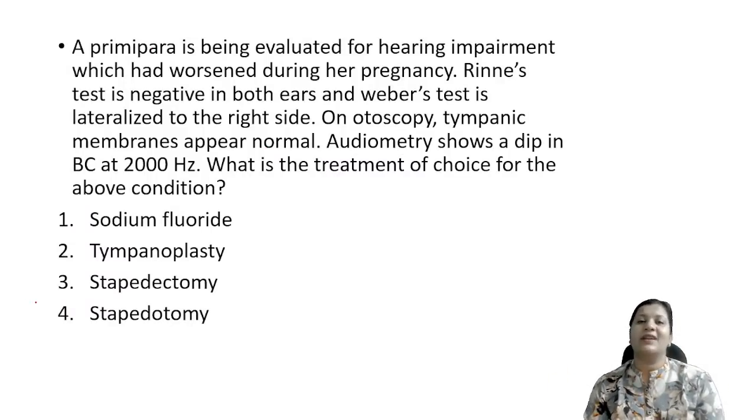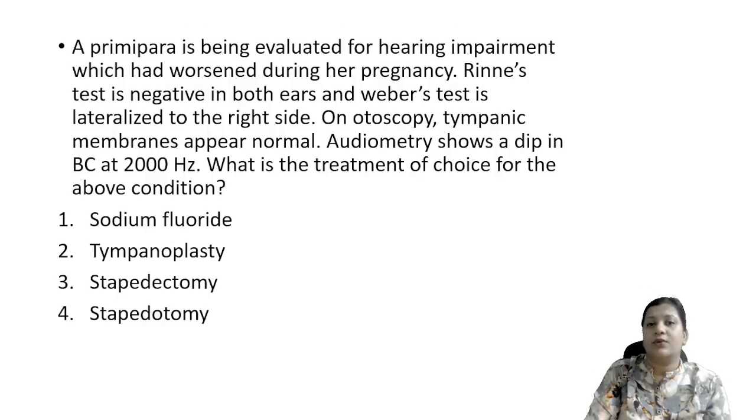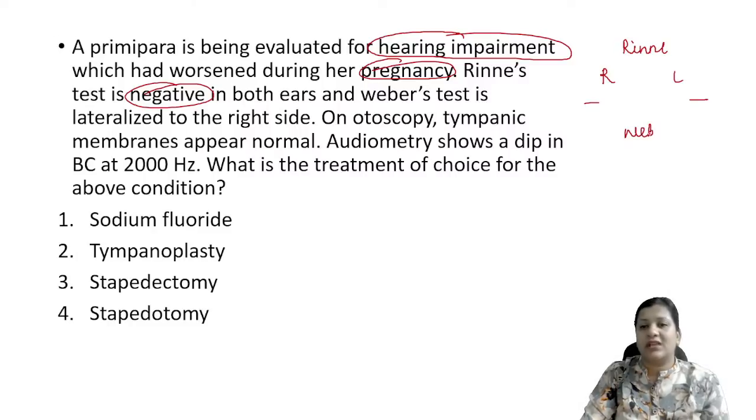Again, a very simple, easy repeat topic. A primipara is being evaluated for hearing impairment, which had worsened during her pregnancy. So, hearing loss, what is happening? It is getting worsened during pregnancy. Rinne's test is negative in both the ears. So, what is happening to Rinne? Right and left is being negative. Weber is going to which side? Weber's test is lateralized to the right side.